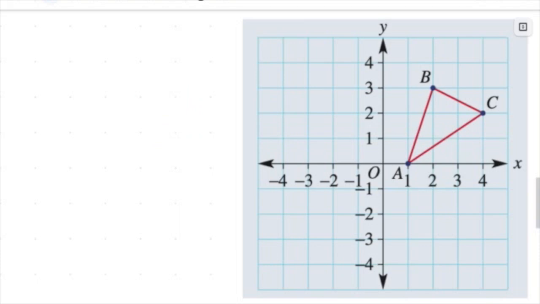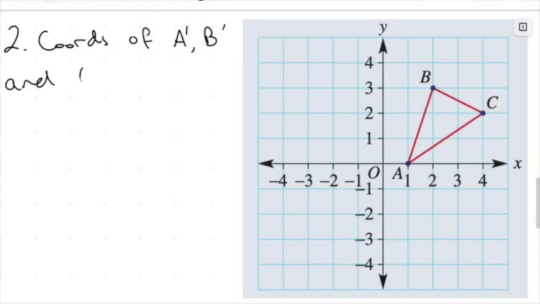So I want you to do two things for me here. We are going to find the coordinates of A prime, B prime, and C prime when the triangle is reflected first along the x-axis and then along the y-axis.